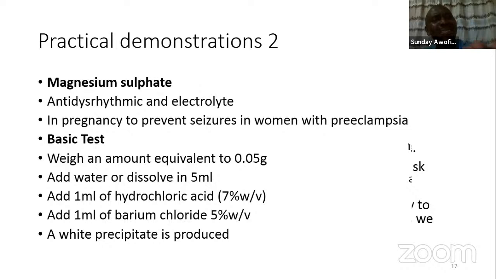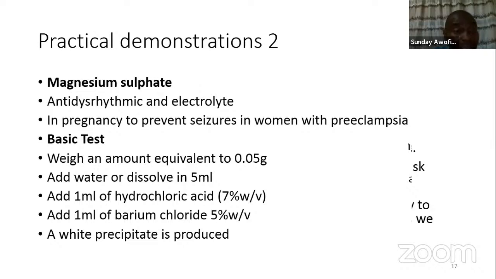Example, magnesium sulfate injection in preeclampsia. We just remove the magnesium sulfate and start administering. We're not even sure whether it's actually magnesium sulfate or sterile water. It could be sterile water. And then when we administer and it's not responding, we are looking elsewhere. We are thinking spiritual or something.